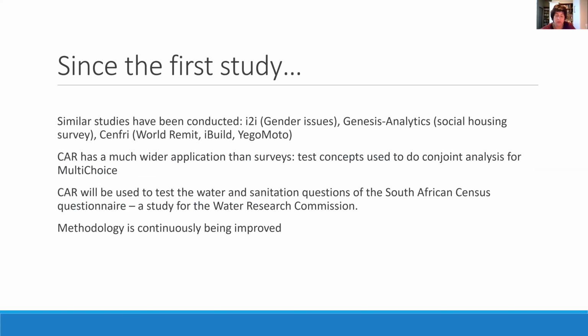Since we've done that first study, we've done a number of other studies for I2I, Genesis Analytic, and Senfree, and Kate will talk about some of the Senfree work. We've also used it with multi-choice to test and fine-tune the concepts to use in a conjoint analysis. You can understand if people don't understand your concept, then your conjoint analysis is null and void.